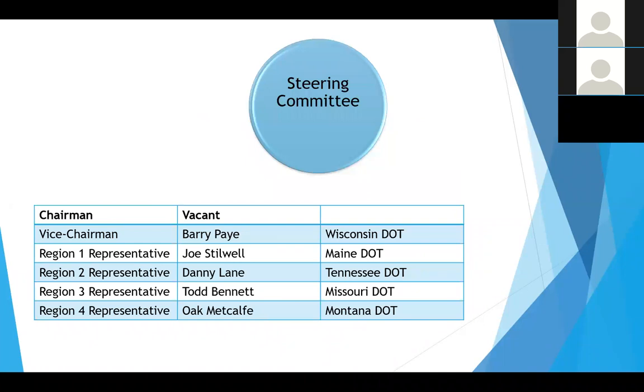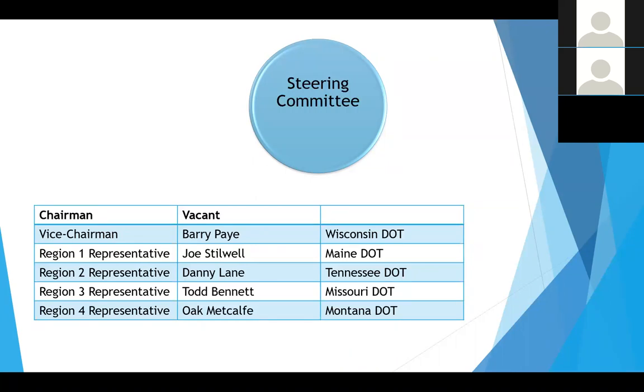It used to be Aaron Gillespie of West Virginia, but he had recently resigned, so we are in search of a new chair to oversee this program. We've got our vice chairman from Wisconsin, and then regions 1 through 4 represented, as I have listed there on the screen, from Maine, Tennessee, Missouri, and Montana.